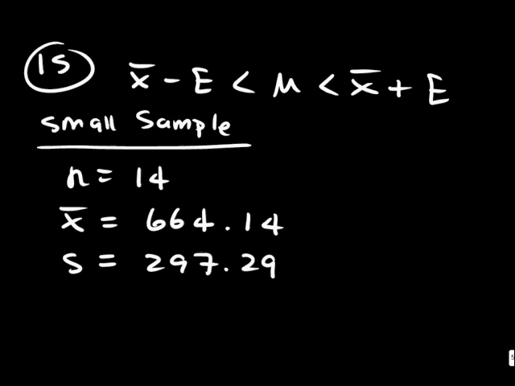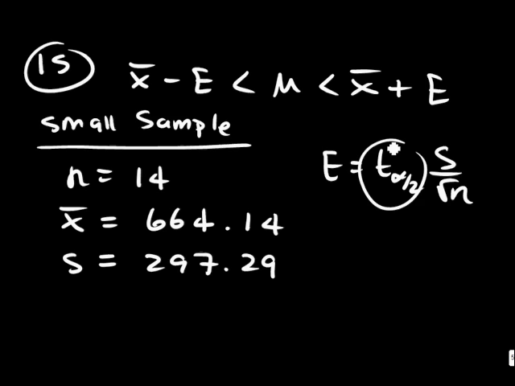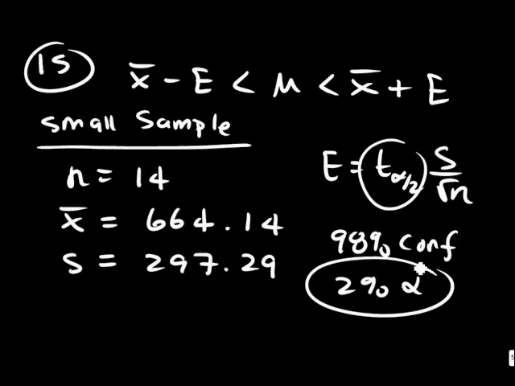Now the error formula is t alpha over 2 times s over square root of n. We need a t table to give us a t value. In this problem, they want us to use 98% confidence. Now this implies that we'll have a 2% level of significance, or that alpha is 2%. Degree of freedom will be 14 minus 1, n minus 1, which will be 13.